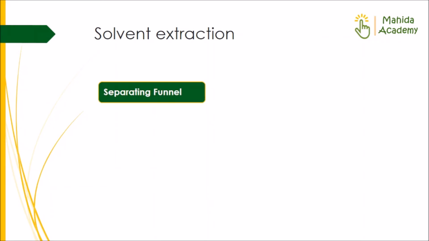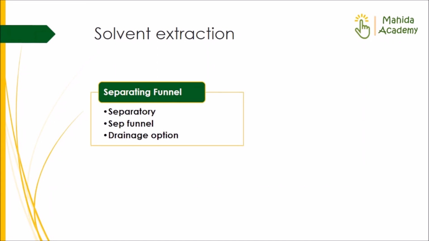The important apparatus used in solvent extraction is a separating funnel. It is also called a separatory funnel or a simple SEP funnel. We will discuss a little more about separating funnel and immiscible solvents in this section.